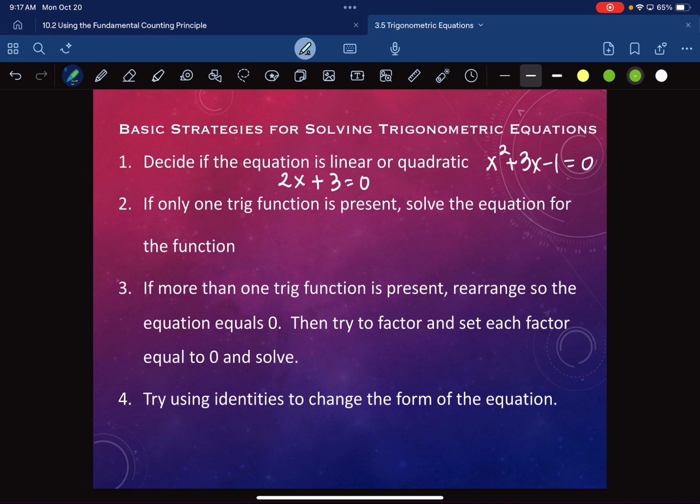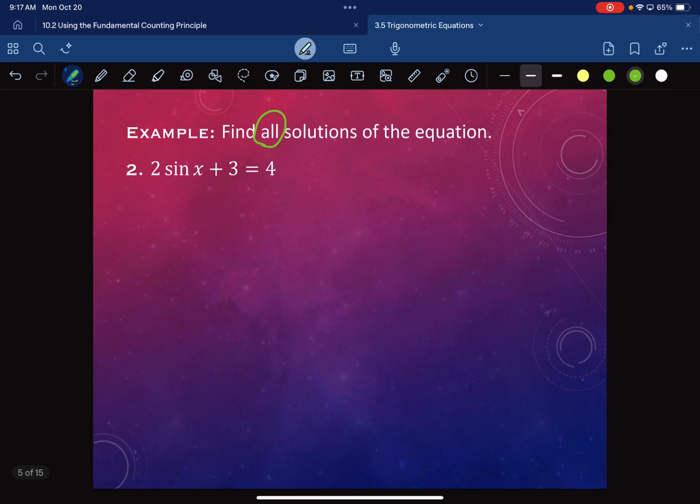Okay? So let's take a look at what we have. We have 2 sine x plus 3 equals 4. And strategy number 2 says what we're supposed to do, just like we would have any other equation where, let's just say this said x, right? If it said 2x plus 3 equals 4, you'd know what to do. What would you do? Run through some steps for me. What's the first thing you'd do? You'd subtract a 3. What's the next thing you do? You divide by 2, and you're going to do the exact same thing here.